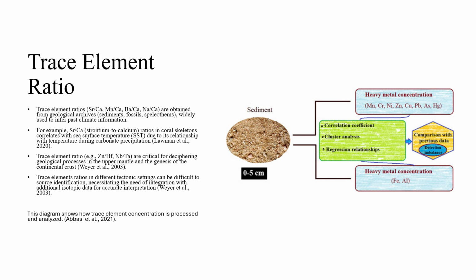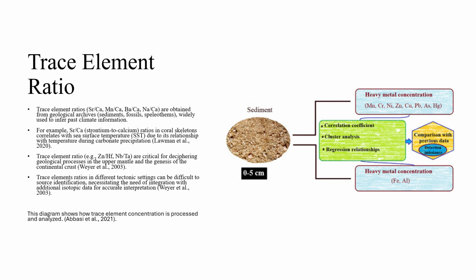Trace element ratios are obtained from geological archives and widely used to infer paleoclimate information. For example, the strontium to calcium ratio in coral skeletons correlates with sea surface temperature due to its relationship with temperature during the carbonate precipitation process. This proxy is critical for deciphering geological processes in the upper mantle and the genesis of the continental crust, but its critical weakness is in difficult tectonic settings. Source identification can be difficult, necessitating integration with additional isotopic data for accurate interpretation.